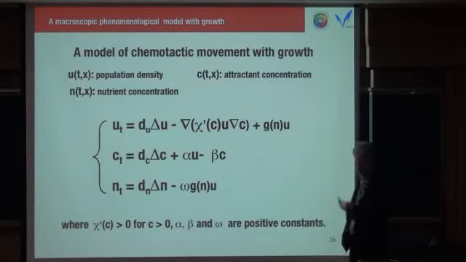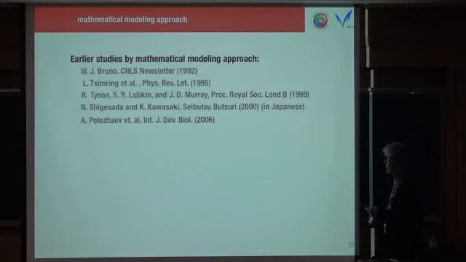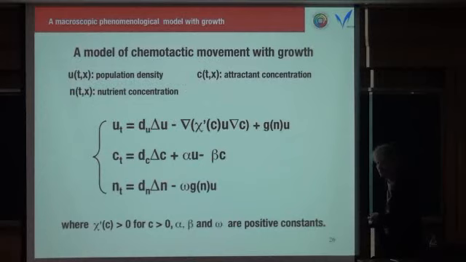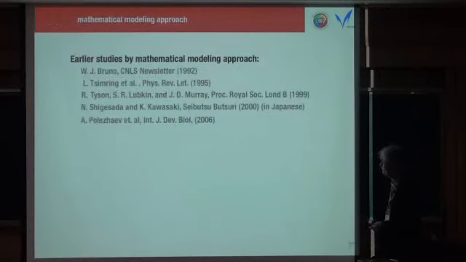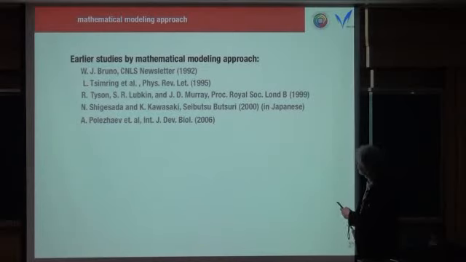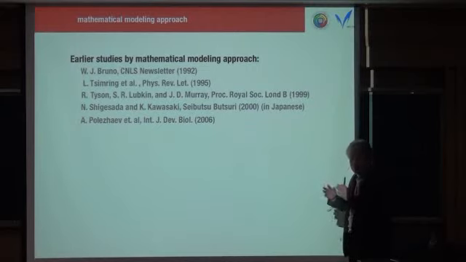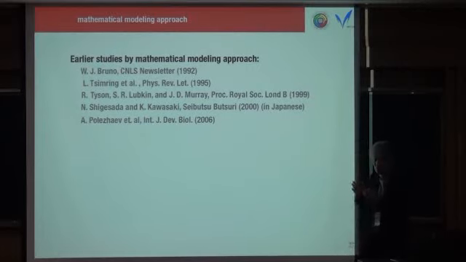But I have to say that this model was proposed by many groups. These are earlier studies by the mathematical modeling approach. This is the United States, Bruno, and this one I cannot pronounce. This is the Israel group, and this group is the Oxford group, and this group is a Japanese group, and this group is a Russian group. So all international. It's very highly competitive to understand such a pattern. It's a very strong competition.